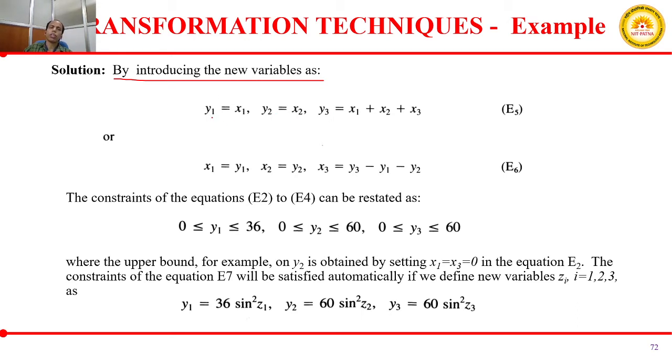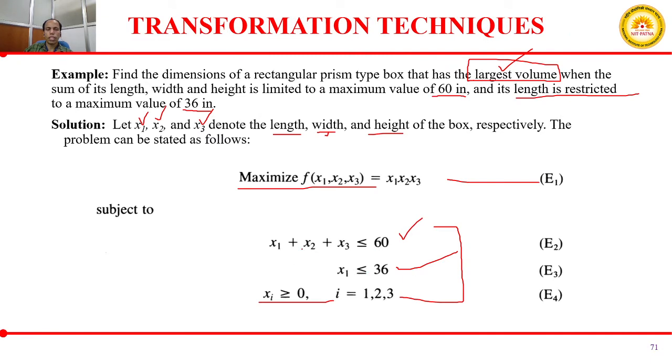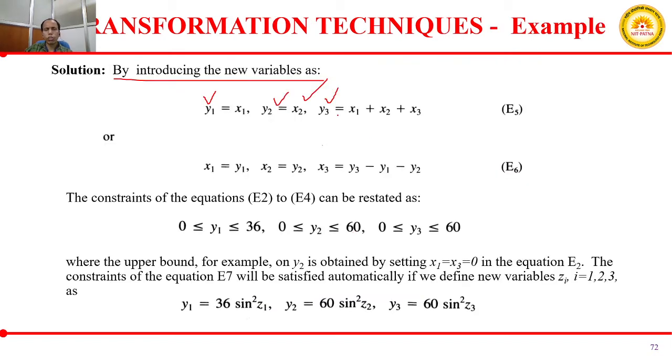How we can introduce these variables: y1 equal to x1, y2 equal to x2 and y3 equal to x1 plus x2 plus x3. Because your constraints are given in the form of x1 plus x2 plus x3, let us give this a new variable y. So for simplicity we have taken x1 as y1, x2 as y2, and for your third constraint, x1 plus x2 plus x3 is less than or equal to 60, we have taken y3.